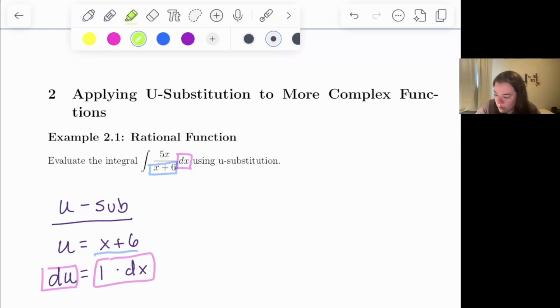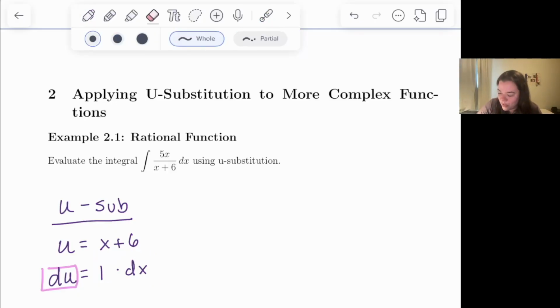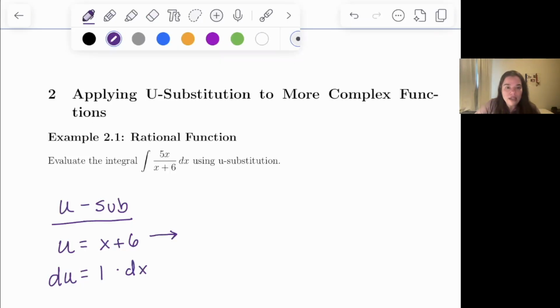I have a problem. The problem is, what about this 5x? Who is going to replace that 5x? The goal is to get all u's into place and remove all x's. So here's the fancy footwork. This is a little sneaky until you've done it. In my scratch work, I know that u is equal to x plus 6. Therefore, I know that u minus 6 is equal to x. This x up here is going to get replaced by u minus 6.